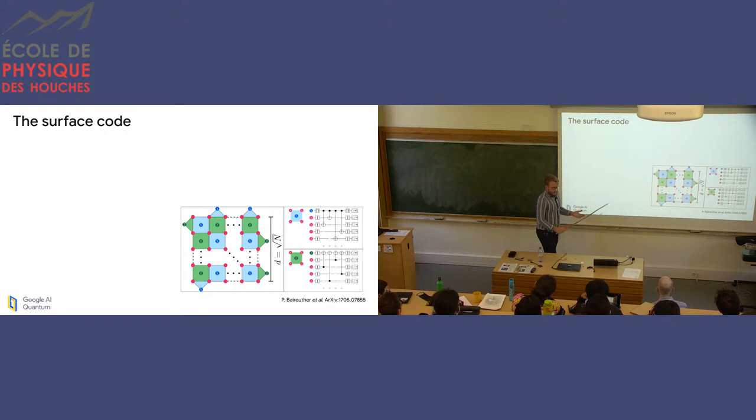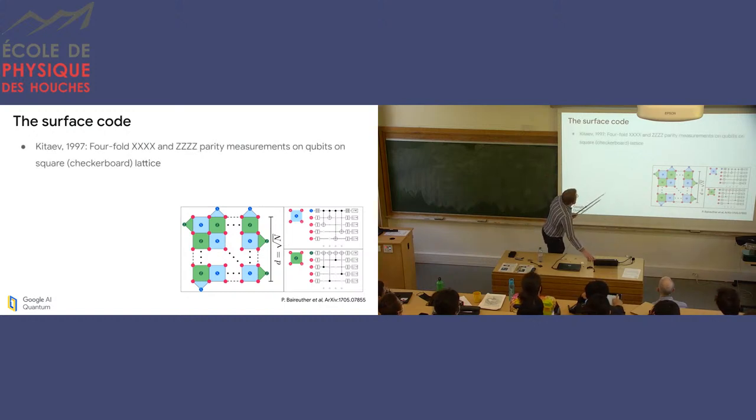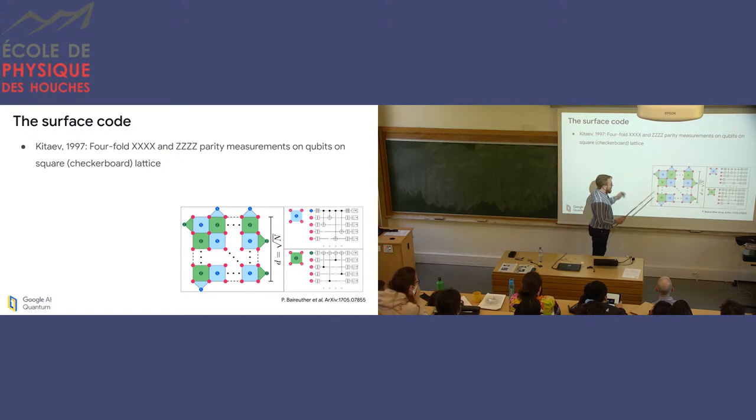The thing that is a full quantum error correcting code is the surface code. I'll skim over this really briefly. This goes back to Kitaev in 1997. Now, I think by the time people get to the repetition code, we tend to skim over the details of this.